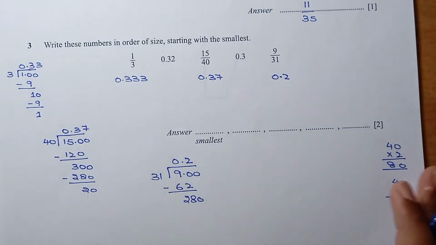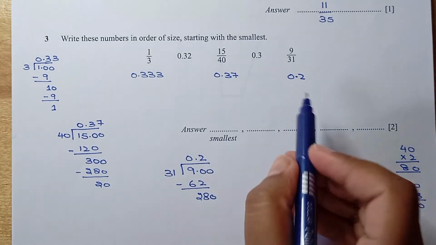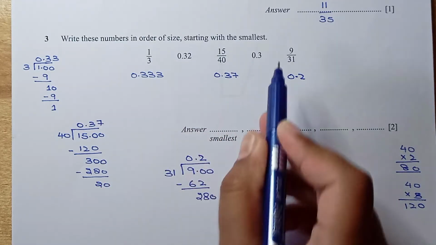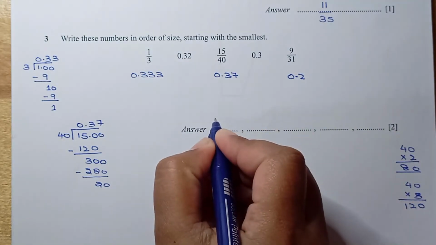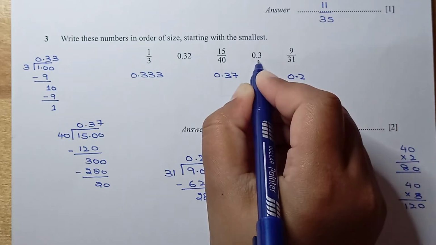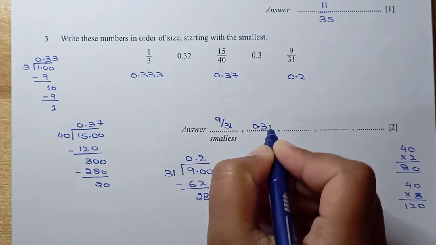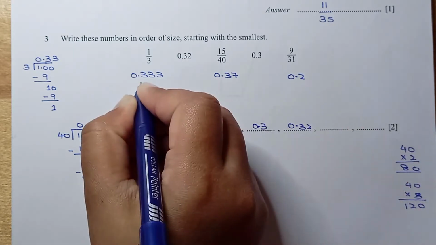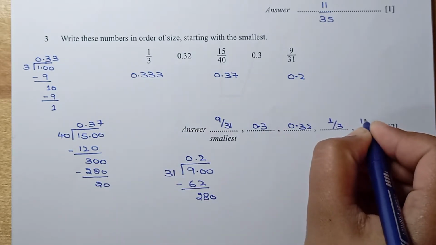Okay, now let me arrange the numbers from smallest to largest. So which one is smaller: 0.333, 0.32, 0.37, 0.30, or 0.2? 0.2 is the smallest, so the smallest is 9/31. And then we have 0.30, and then we have 0.32, then 0.33, that is 1/3, and the largest is 0.37, that is 15/40.